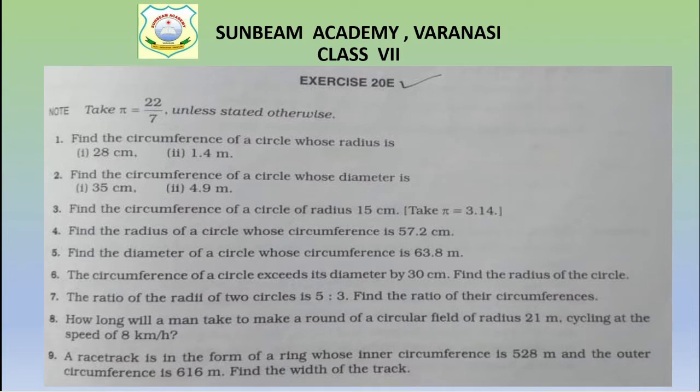The ratio of the radii is the plural form of radius. Radius means one radius, and what will be its plural? Radii is given, it means there will be 2 circles. It is given in the question that it is radii, plural of radius. Now the ratio of radii of 2 circles is 5:3. There are 2 circles and the ratio of their radii is given as 5:3.